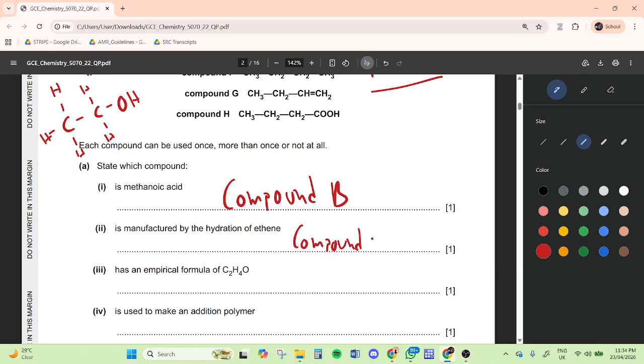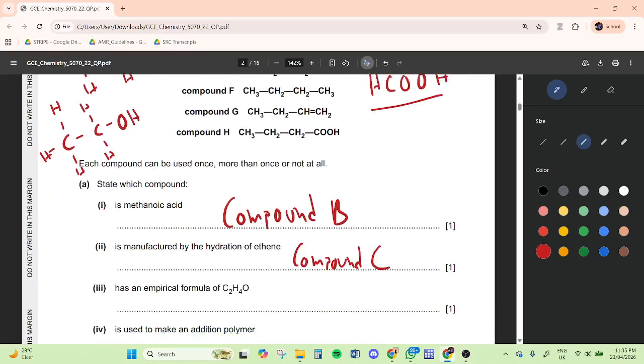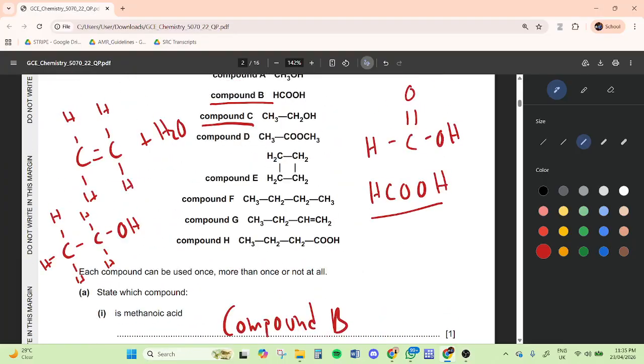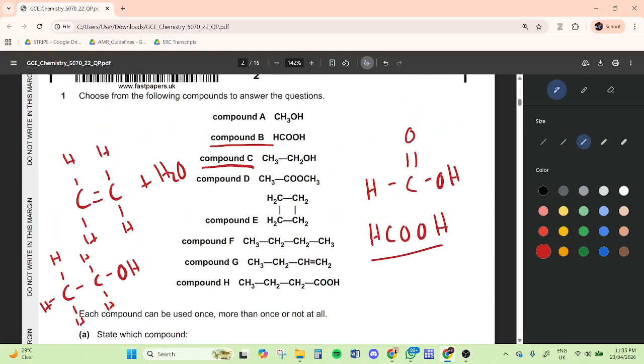Compound C. It's not necessary that you have to write compound. You could just get away with writing the letters. I'm just writing it for sake of the paper. So we're looking for something that has an empirical formula of C2H4O. So you're looking for something that when you simplify it, it comes down to C2H4O. So let's see what we can immediately get rid of.